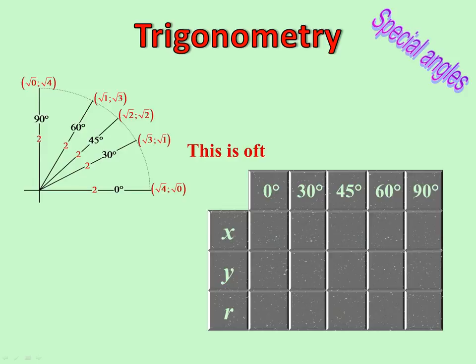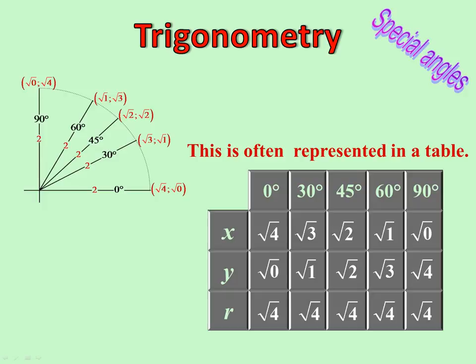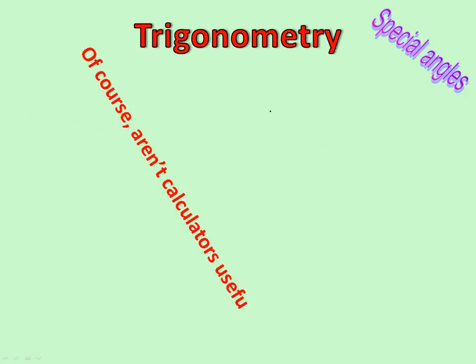That's sometimes put into a table, like this, where we start at root 0, we end at root 4, and these are all root 4s. And in the same way, we can slot into trig ratios.